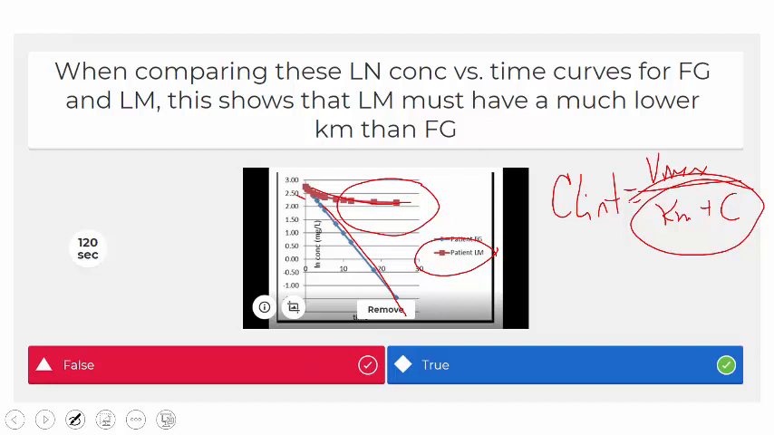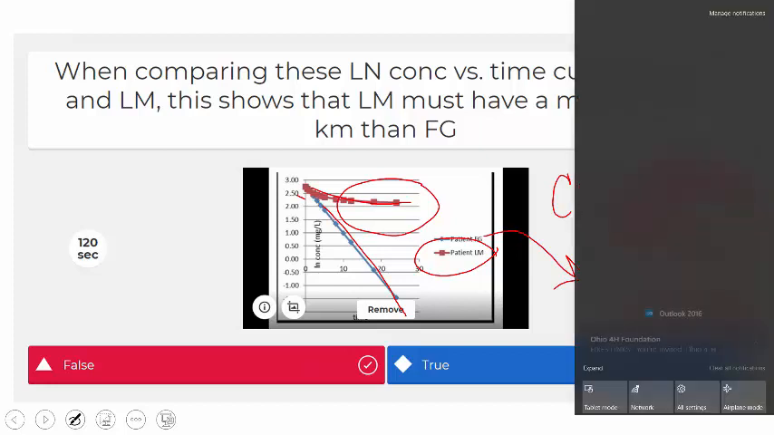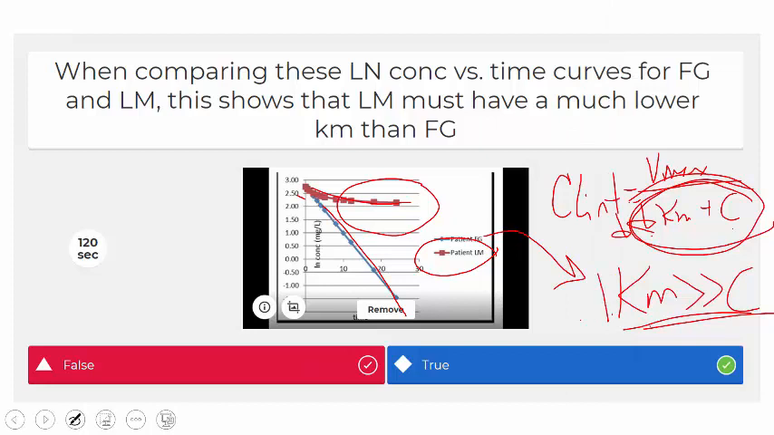So if they're having the same concentrations, as long as this is true, then it's going to be linear. So this is patient Fg, this is the blue guy. Well, Km is staying much larger than concentration. So patient Lm must have a much lower Km, because this would no longer be true if the Km was small. Then that's our patient Lm. So this is true.